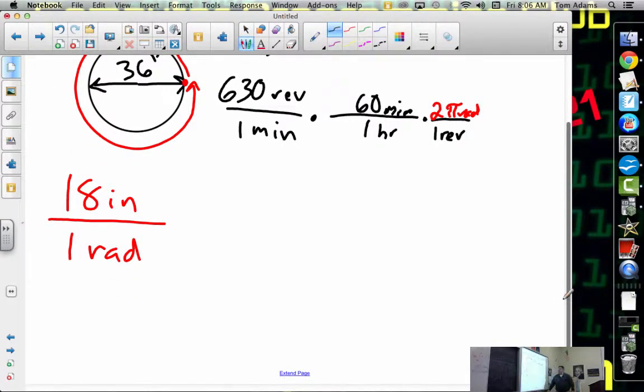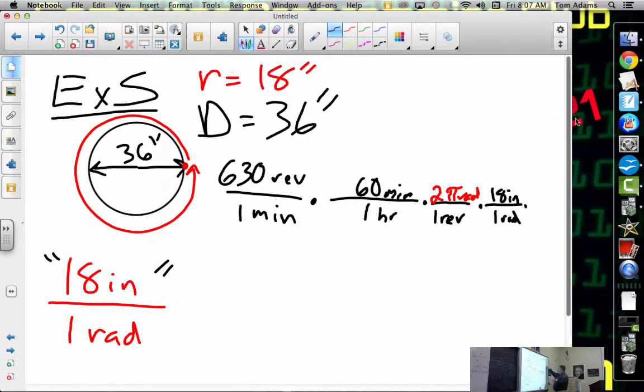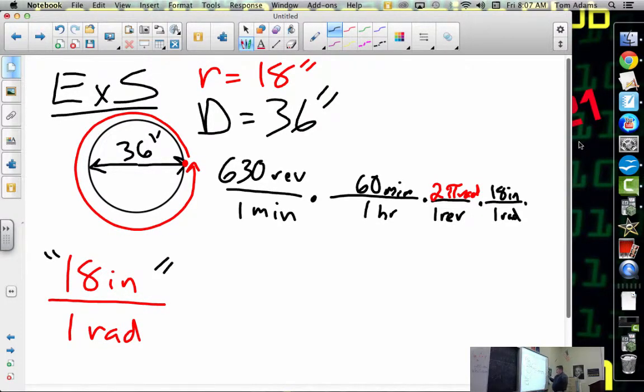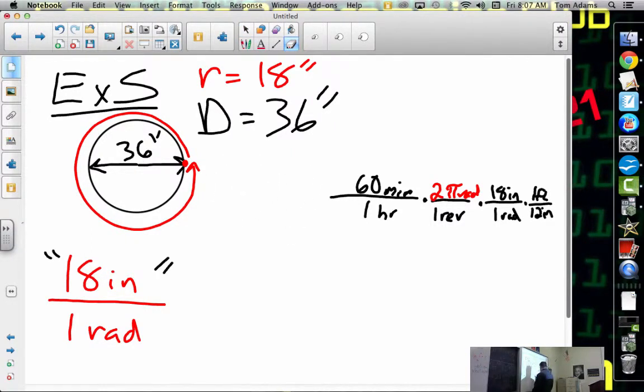Now look, here's what they gave me. They gave me this information that said 18 inches is equal to 1 radian. So I'm going to cancel this radian thing out by putting 18 inches here. What do I need on top, though? Feet, right? Or miles. Miles per hour. So now I need 1 foot is equal to 12 inches, right? Does that make sense?